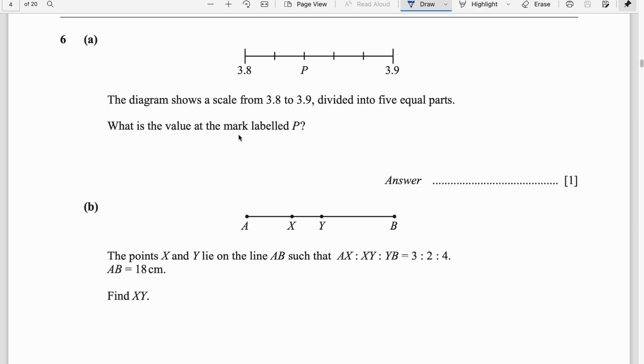Question number 6. The diagram shows a scale from 3.8 to 3.9 divided into 5 equal parts. What is the value at the mark labeled P? So these are 5 parts, difference of 0.1 by 5. Each one of these makes it 0.02. So 0.02 and 0.04, 6, 8, 10. So this is 0.04, making it 3.8 plus 0.04, which is 3.84.